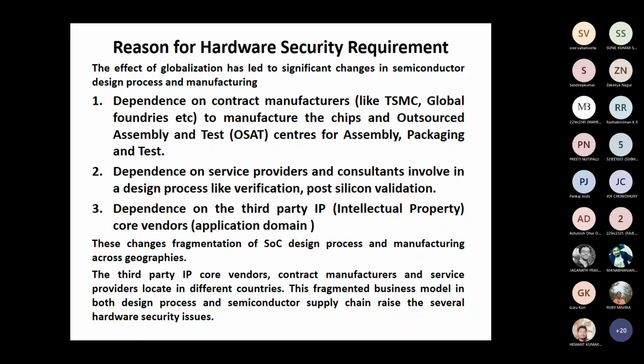Now you would be asking what the security issues are. Yes, we are dependent, but look at this. When I say dependence on third-party IP vendors, how do I guarantee that whatever he has supplied to me is correct? It may not be the correct IP. It could have some serious bottlenecks, or it could be really dangerous when I'm trying to do this. And then I'm talking about the service providers and consultants.